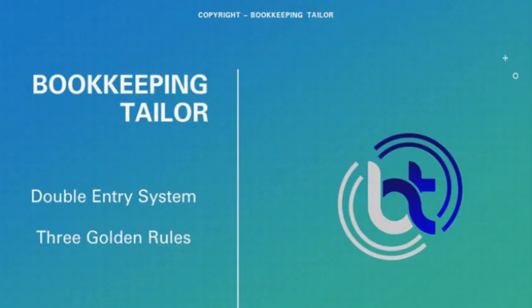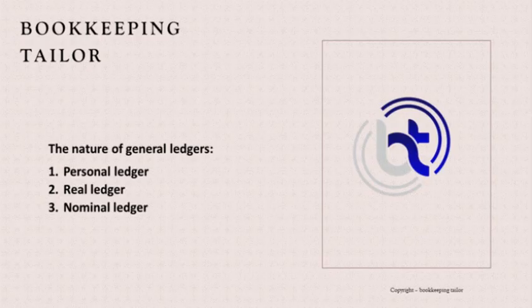As we understand, the double entry system records or categorizes a transaction into a general ledger. The process of recording is based on the three golden rules, and these rules are applied based on the nature of the general ledger. Before we jump into describing the three golden rules, let's look into what are the natures of general ledgers. The nature of general ledgers: 1. Personal ledger. 2. Real ledger. 3. Nominal ledger.